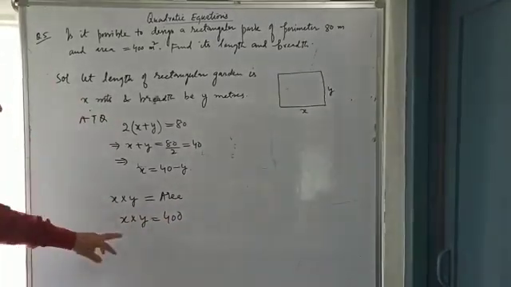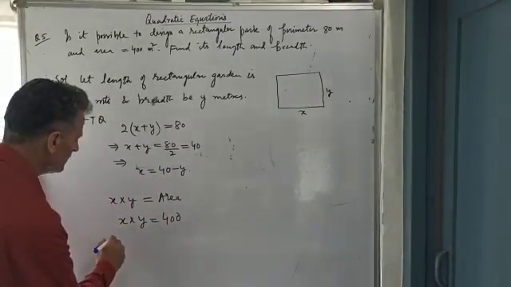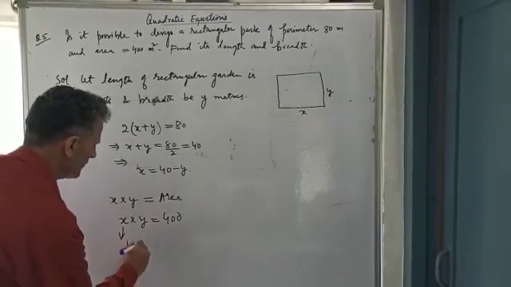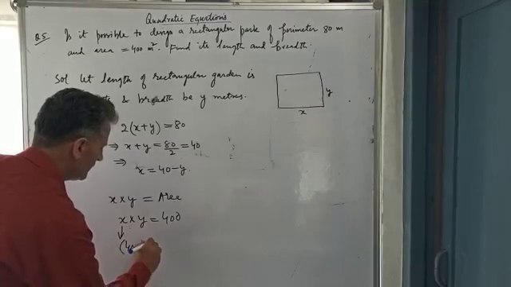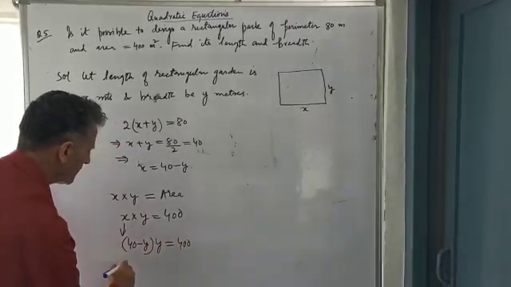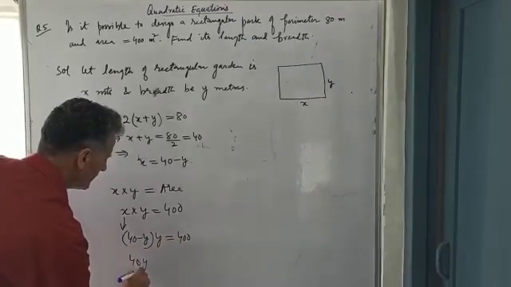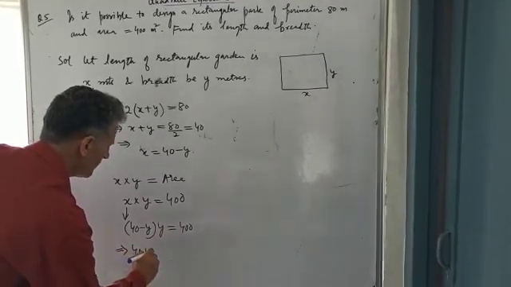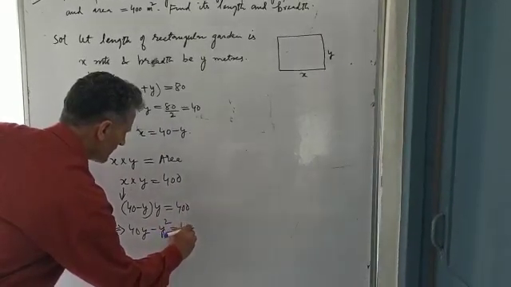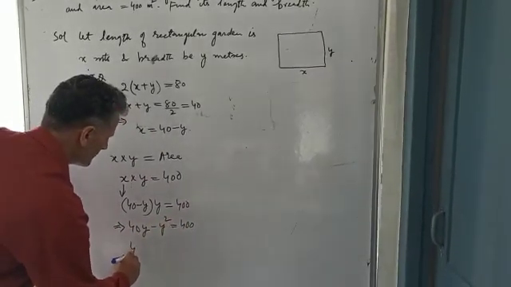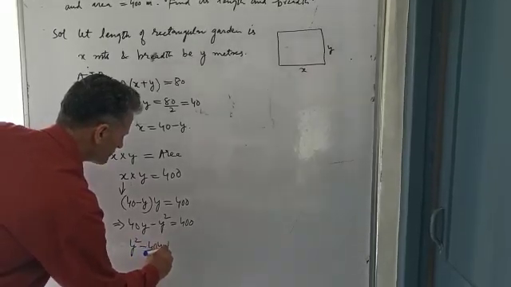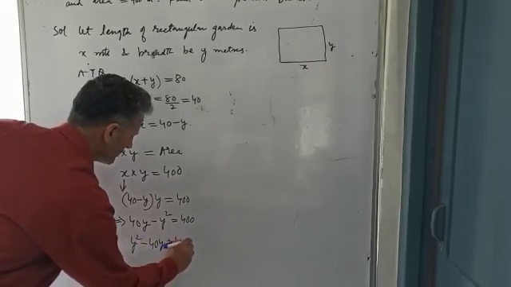You substitute for x, 40 minus y. So instead of this, I will substitute 40 minus y into y equal to 400. You multiply it: 40y minus y square equal to 400. Transfer both to this side, it is y square minus 40y plus 400 equal to 0.